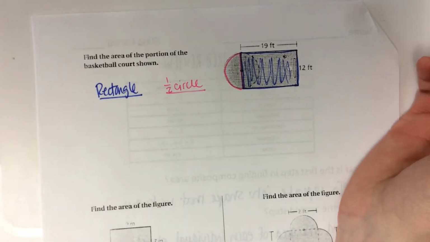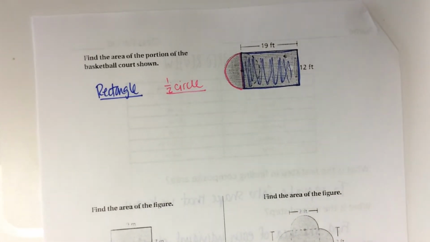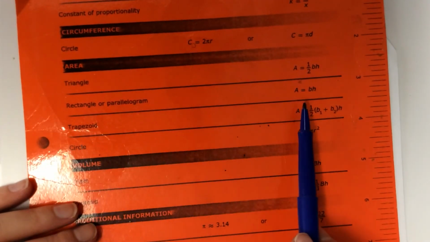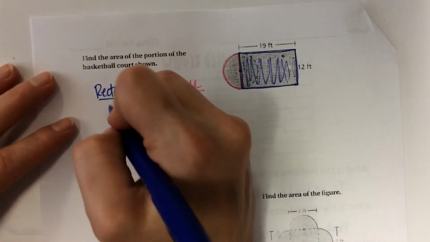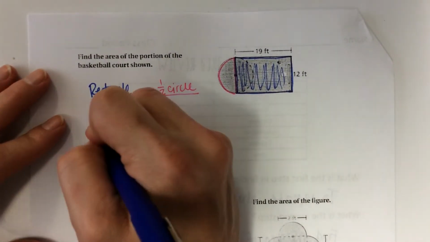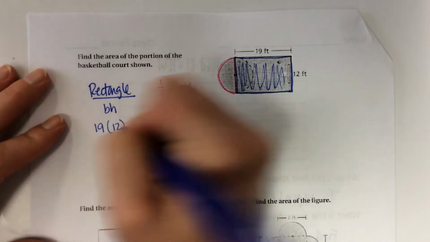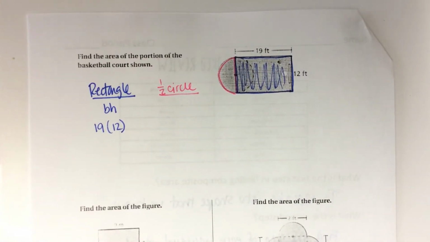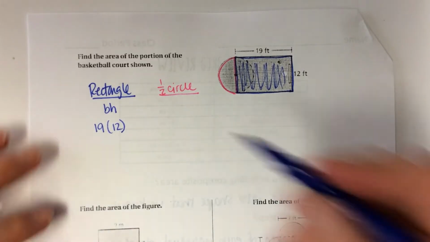Okay, so let's look at our rectangle first. You can look at your formula chart again. Rectangle here is base times height. So we have 19 by 12. So we would multiply that together and get 228.